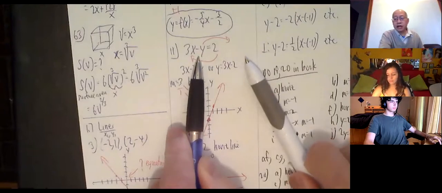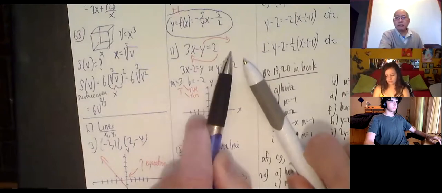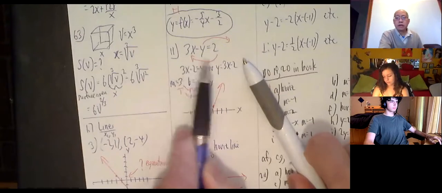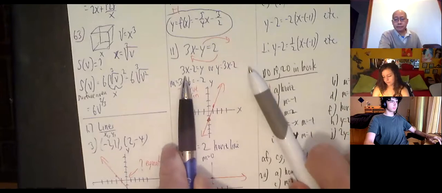So you want to isolate the y. I think you can say, oh yeah, plus y here, plus y here. That's what I mean by that arrow. Minus 2 here, minus 2 here. That's what I mean by that arrow. So it ends up looking like that.